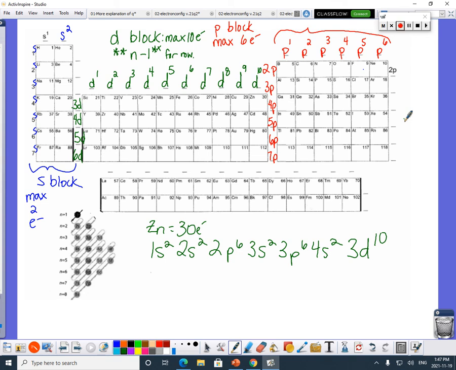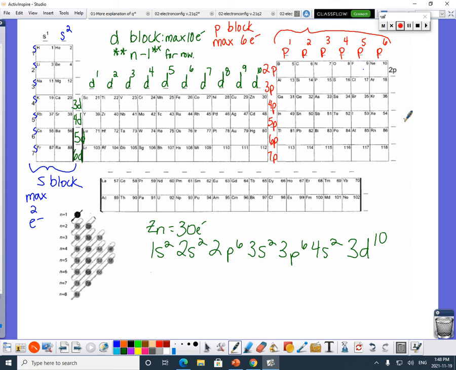There are a bunch of ways you can double check your answer. You should know that s has a maximum of 2, so check all your s's. Do they have 2? Yes. Then check all your p's. They should have 6. Okay, I'm good. D has 10. Again, in the end, you can double check the overall count to make sure that you get 30 or whatever the number is. Another thing you can do is look where the element is, and that will tell you what your last term will be. So for copper, 3d9, I'm going to check. I got 3d9 at the end. Okay, I'm probably right.